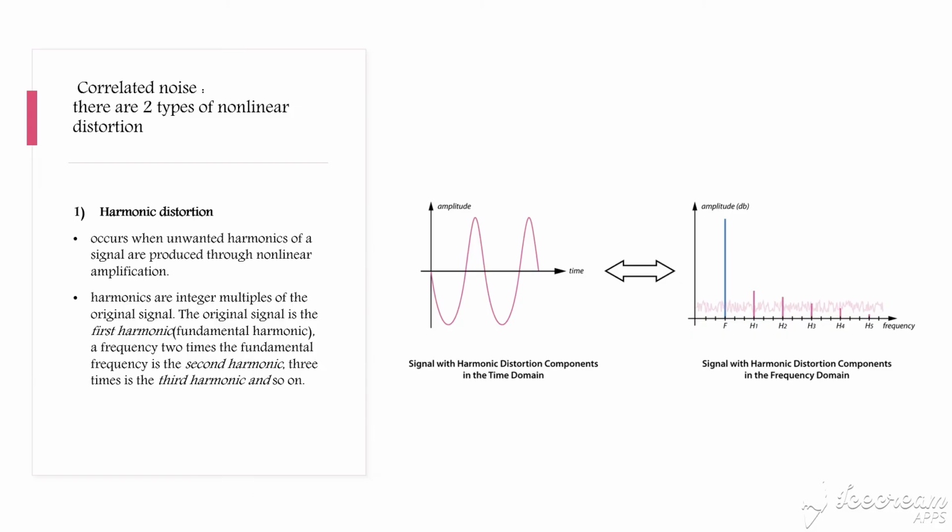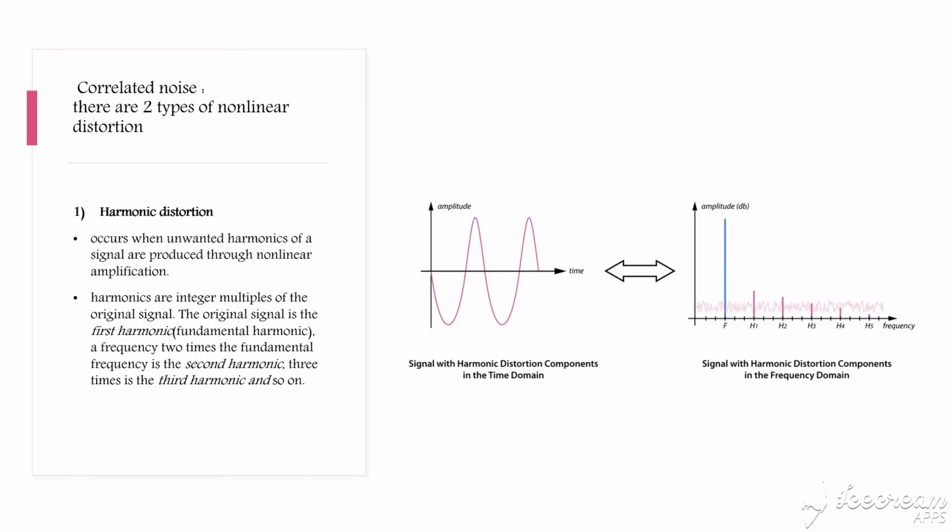My name is Ahmed Badr, and today I'm going to complete this chapter with Abdul Majid. My part is actually to explain the correlated noise and its types, and also the noise parameters. So let's start with the correlated noise. Actually, there are two types of correlated noise. The first is harmonic distortion. Harmonic distortion occurs when unwanted harmonics of a signal are produced through nonlinear amplification. Harmonics are integer multiples of the original signal.